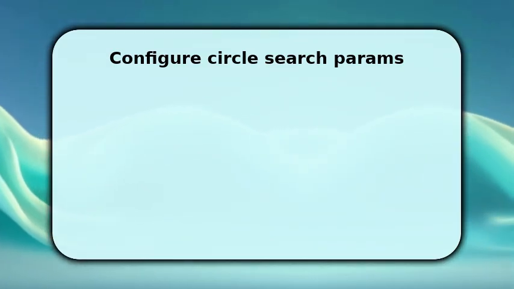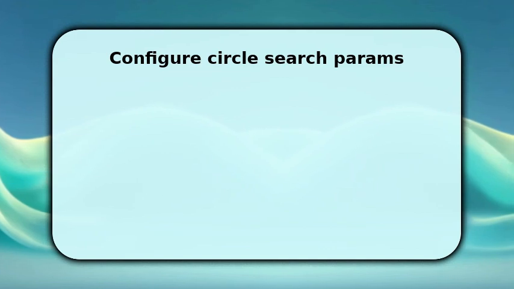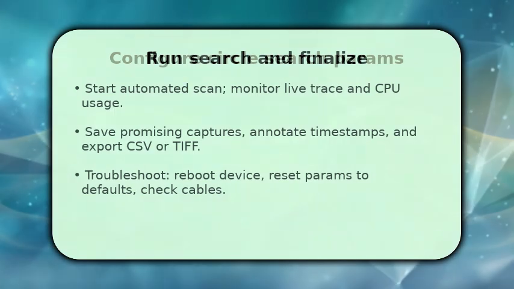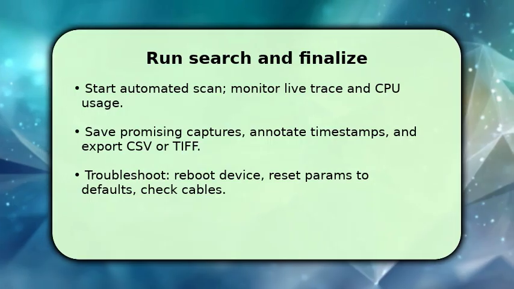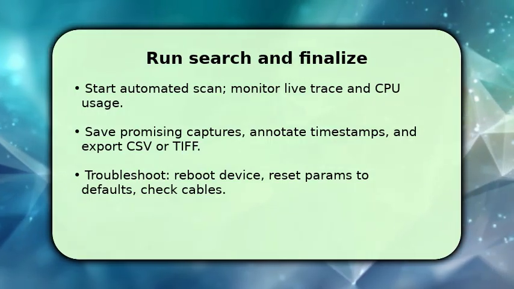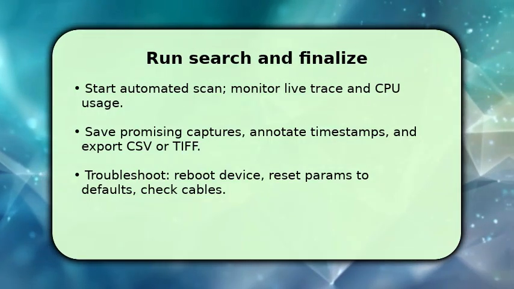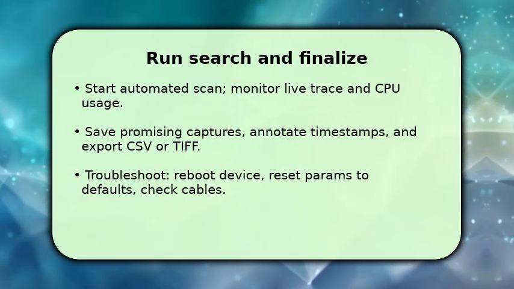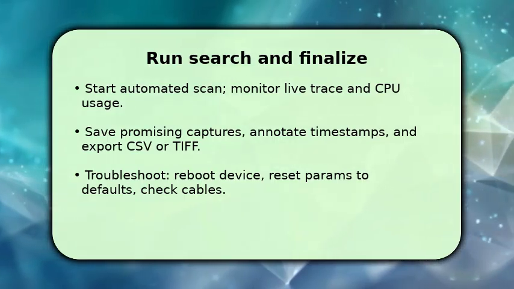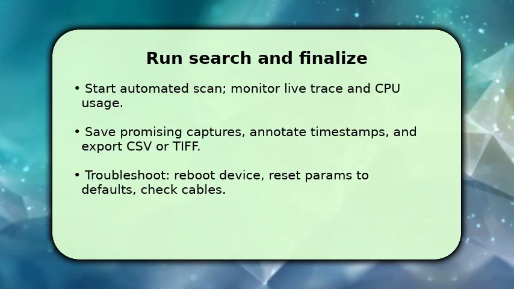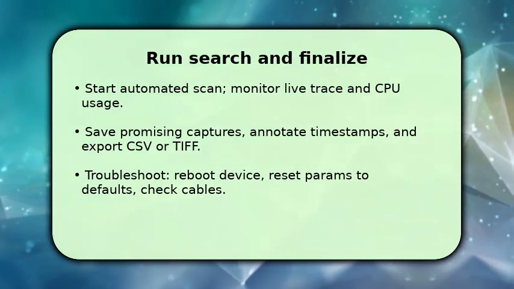You initiate the automated circle search and keep an eye on the live trace and system load to ensure smooth acquisition. As candidate events appear, tag and save captures, annotate timestamps for later review, and export results as CSV or TIFF for analysis. Once finished, stop the scan and perform a quick calibration verification.